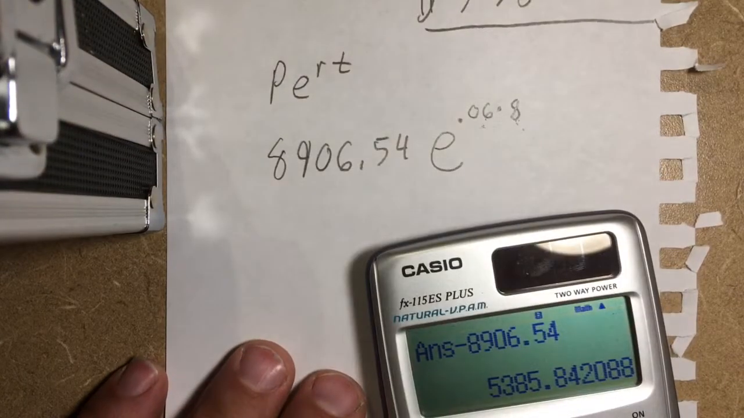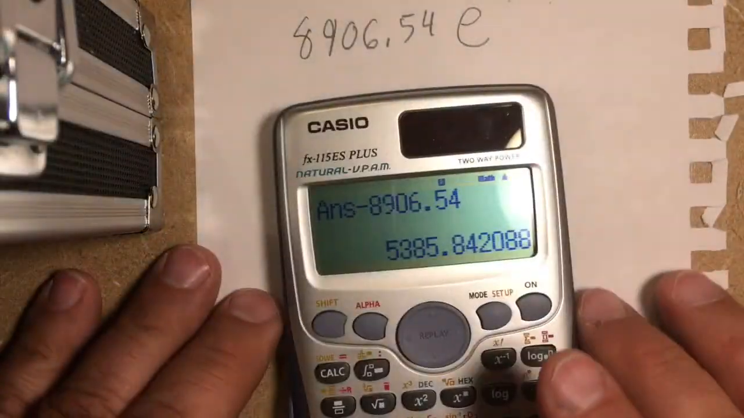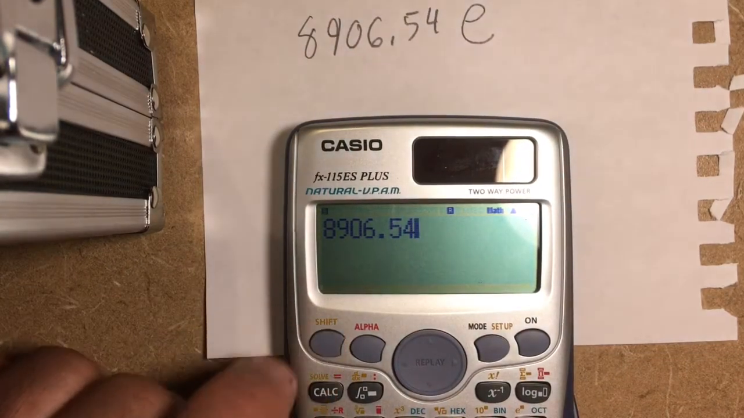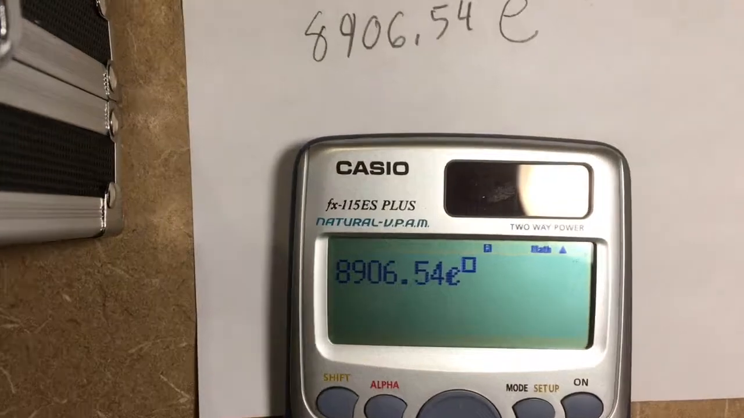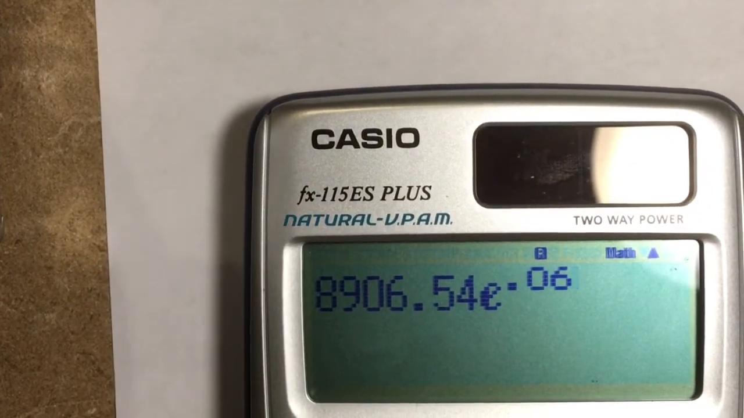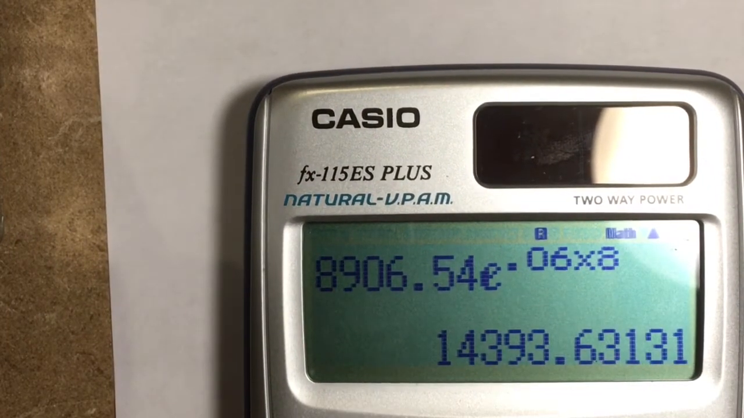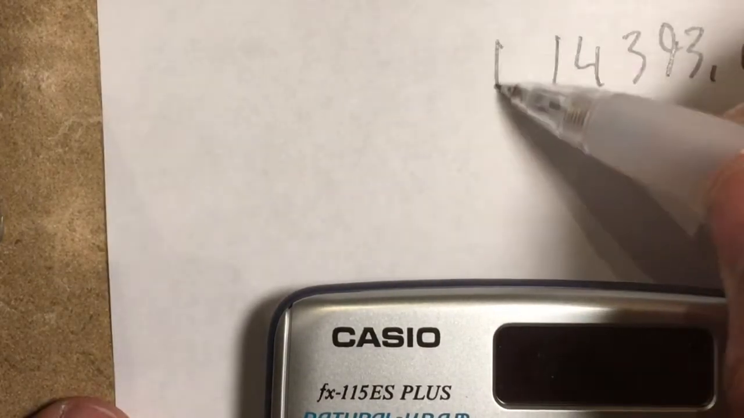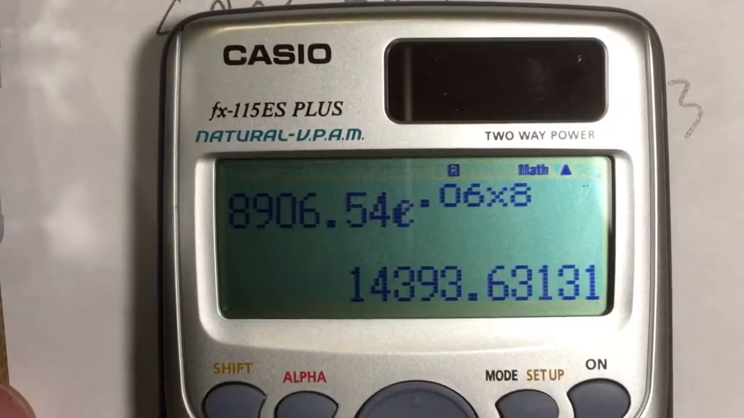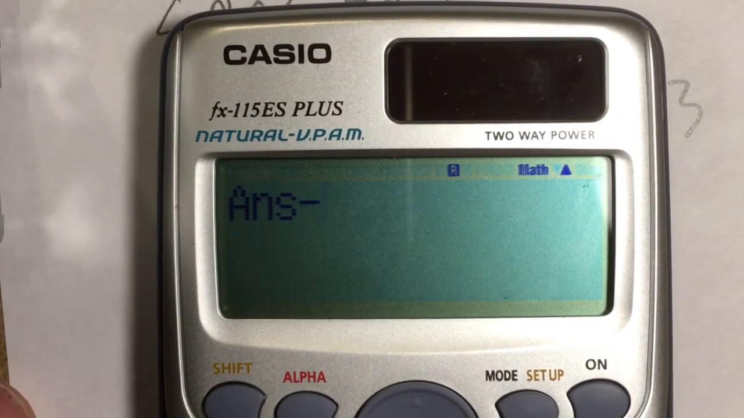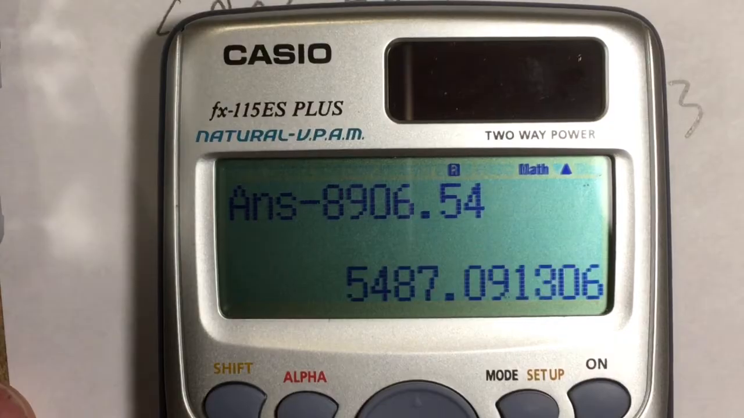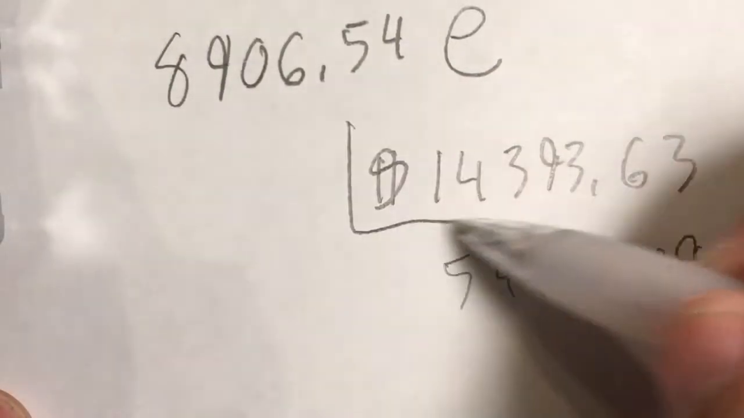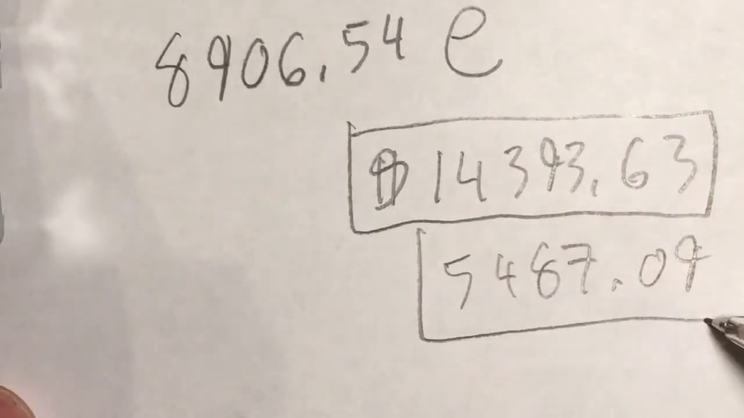This is just a straight up calculator key in. You cannot do this without the calculator. So the calculator key in is going to be 8906.54. Now you're going to hit Shift LN to get that E box. And you type in the 0.06 times 8, and it'll generate the answer, 14,393.63. You can see you earn a little bit more money if it's compounded continuously. And then we do that minus the original, minus the 8906.54. And the interest earned is $5,487.09. And those are the two questions. What's the future value and what's the interest?